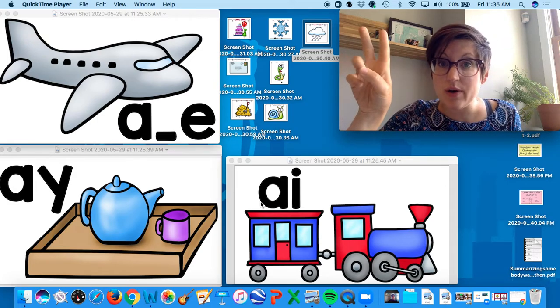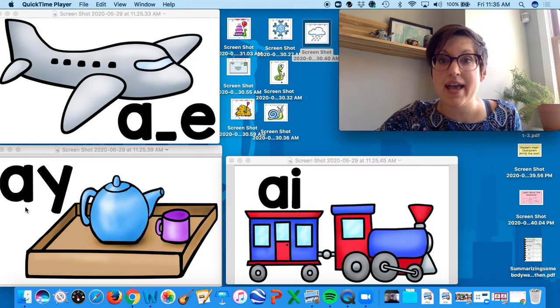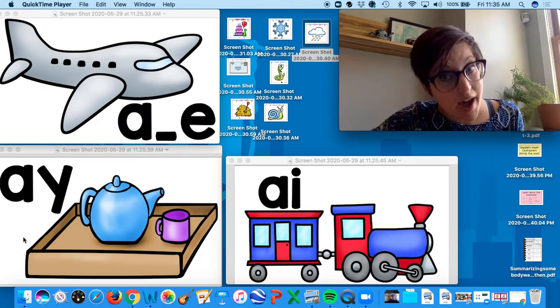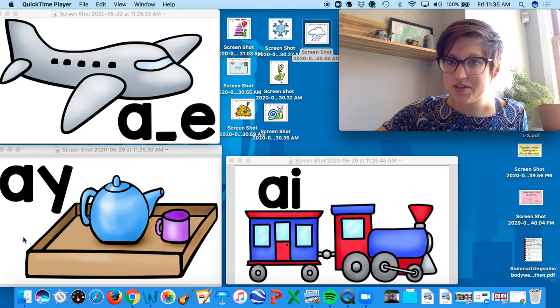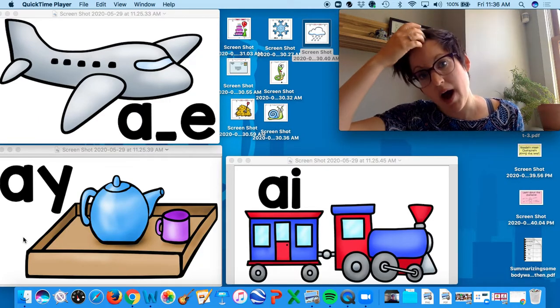And we know when 2 vowels go walking, the first one does the talking, so the AI does the talking. And the last one is AY, like the word tray. And we know that a lot of times, not all the time, but a lot of the times, when we hear a long A at the end of the word, it is an AY at the end.